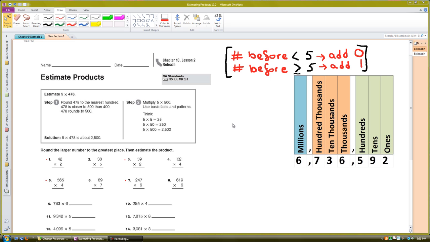If the number before the value we are rounding to is greater than or equal to 5, then we want to add 1 to the number that we are rounding to. So let's do a couple of examples with this number, 6,736,592. And I want to do one of each so that you have a clear idea on proper techniques to rounding. So first, let's say we want to round to the nearest 100,000ths.